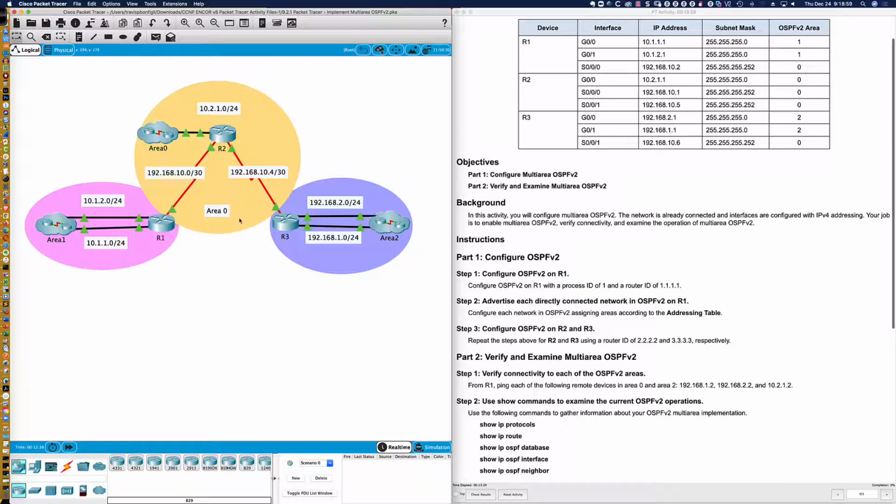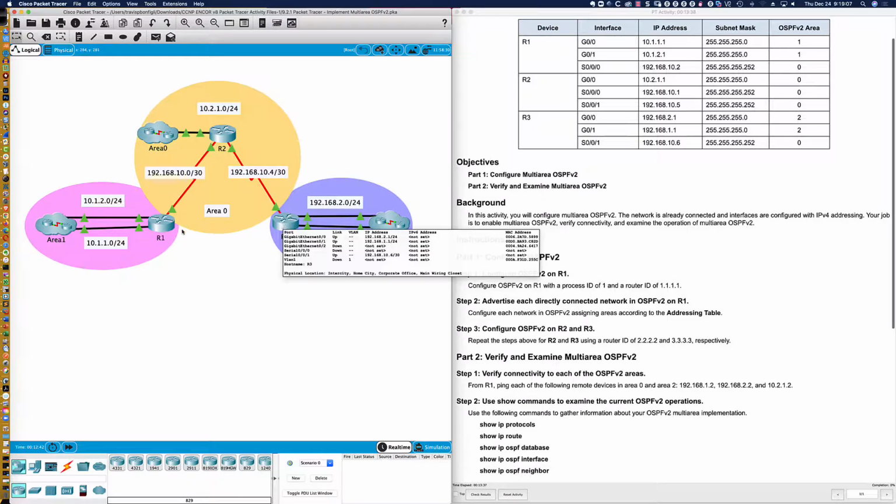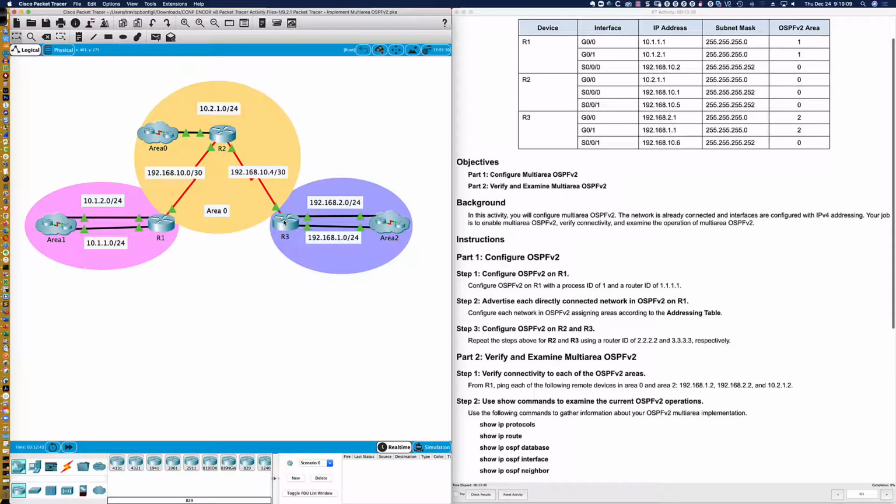Because as you're going to see in this video, when you have multi-area OSPF, you are going to have distance vector routing protocol behavior that takes place between area 0 and the other areas. And what I mean by that is it's that abstraction.